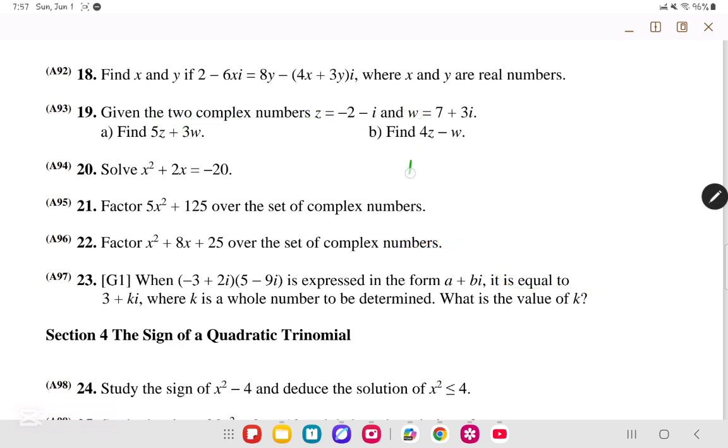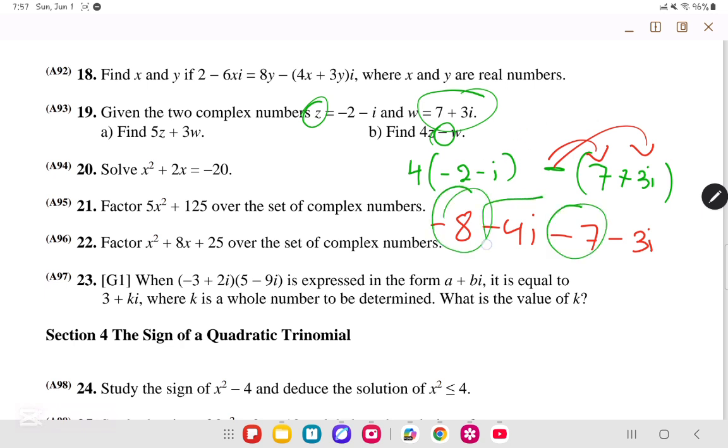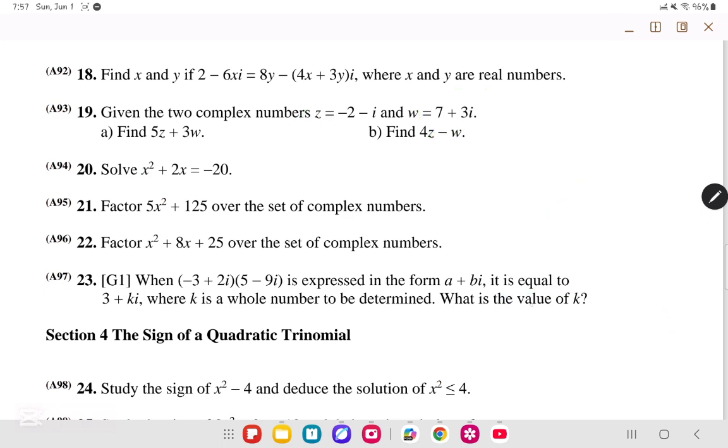What does it say in part B? It says 4 times z. What is z in this case? Z is minus 2 minus i. Pay attention, minus w. What is w? W is 7 plus 3i. Let us then distribute. It's going to be minus 8 minus 4i. Here the minus gets distributed on both parts, so minus 7 minus 3i. Now, don't forget to do real number with real number, complex with complex, okay? So then it's going to be minus 15 minus 7i. And just like that, we finished part B.